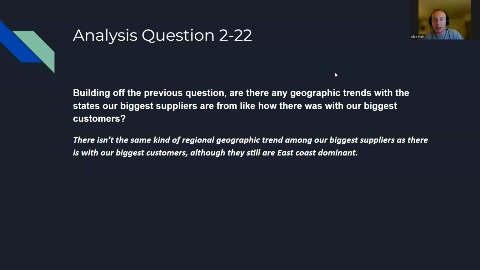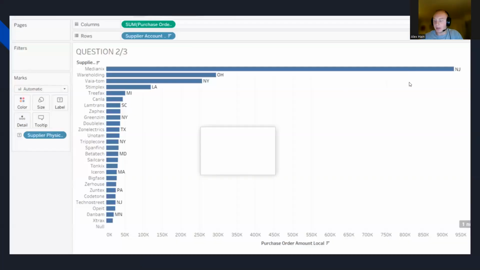Again, this question ties back to the previous one. Are there any geographic trends with where the states from our biggest suppliers are from? It's not the same kind of regional trend that we had with our biggest customers, but it is still pretty East Coast dominant. I know Ohio and Louisiana aren't really the states that come to mind when you think of East Coast, but there's still more East than West. So again, the same graph.